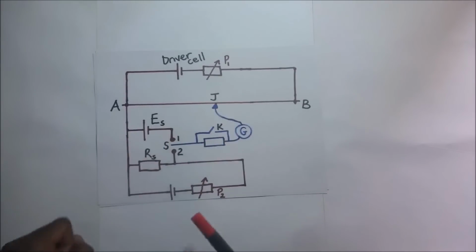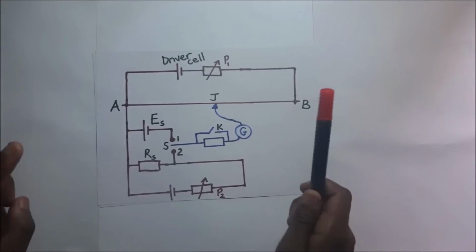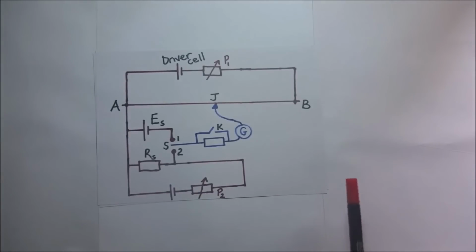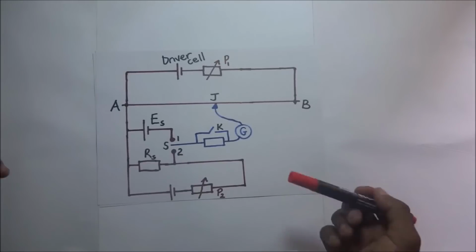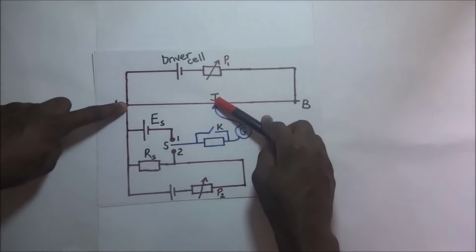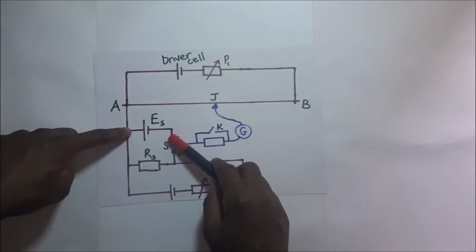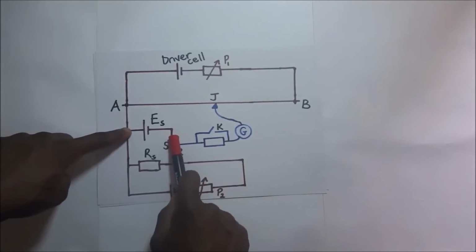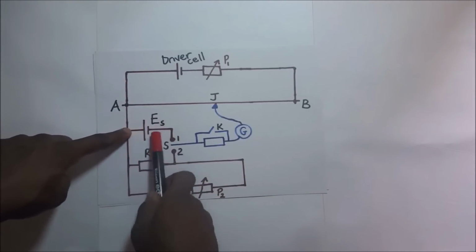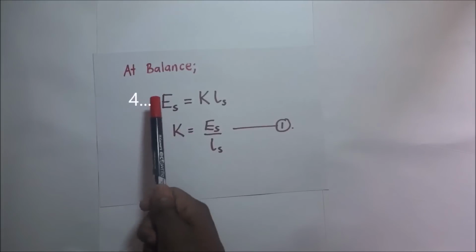And when we get the accurate balance point, we go ahead and find the corresponding accurate balance length. And of course, we know that at balance, the potential difference across the balance length is equal to the potential difference across, in this case, since S is connected to 1, the potential difference across ES. And this will be it.